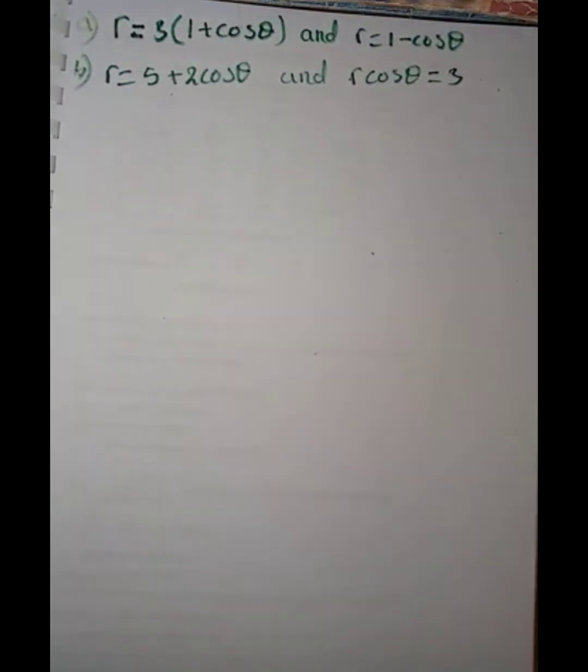This other question now wants us to find the polar coordinates of the point of intersection of A: r equals 3 into 1 plus cos theta, and r equals 1 minus cos theta, and B, which is given as r equals 5 plus 2 cos theta, and r cos theta equals 3.